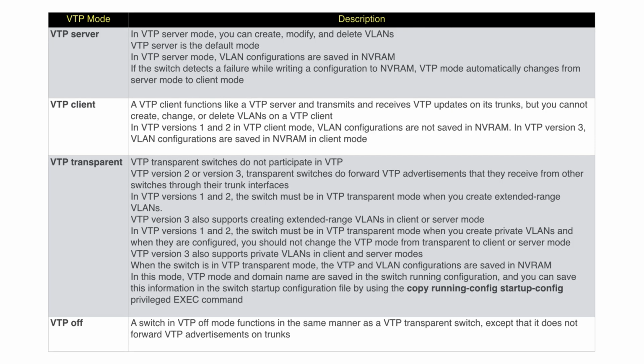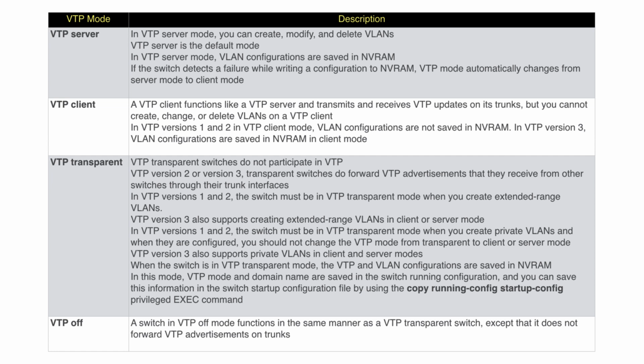VTP modes. VTP server. In VTP server mode, you can create, modify, and delete VLANs, and specify other configuration parameters, such as the VTP version, for the entire VTP domain. VTP servers advertise their VLAN configurations to other switches in the same VTP domain and synchronize their VLAN configurations with other switches based on advertisements received over trunk links. VTP server is the default mode.